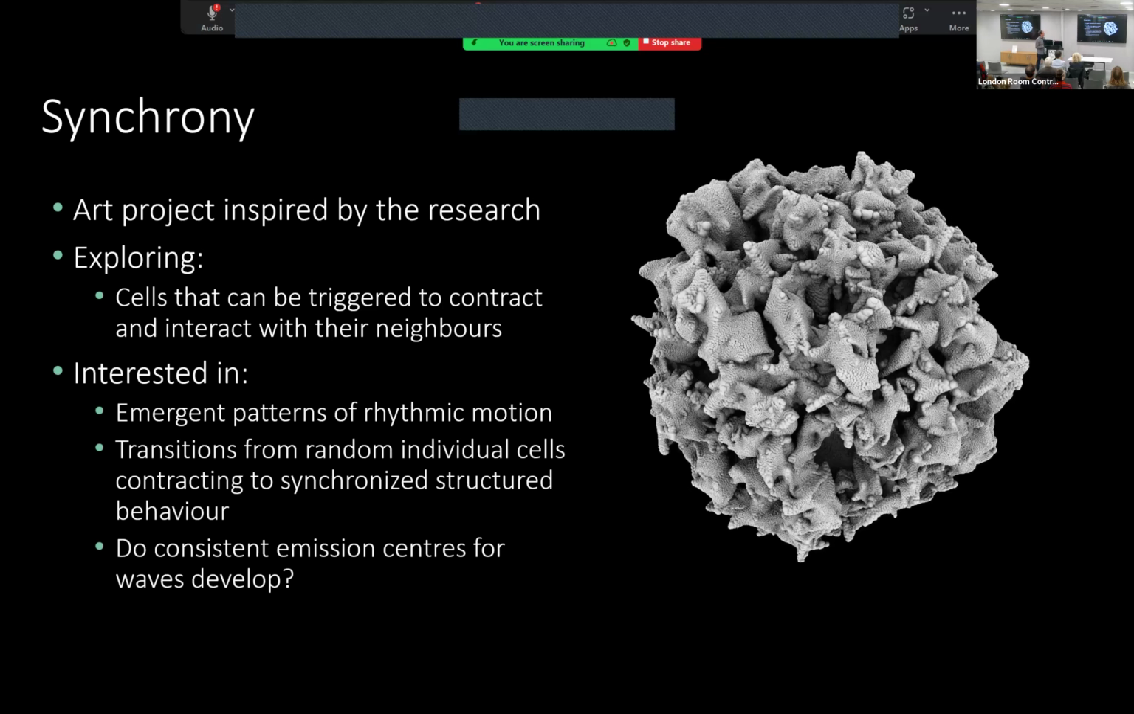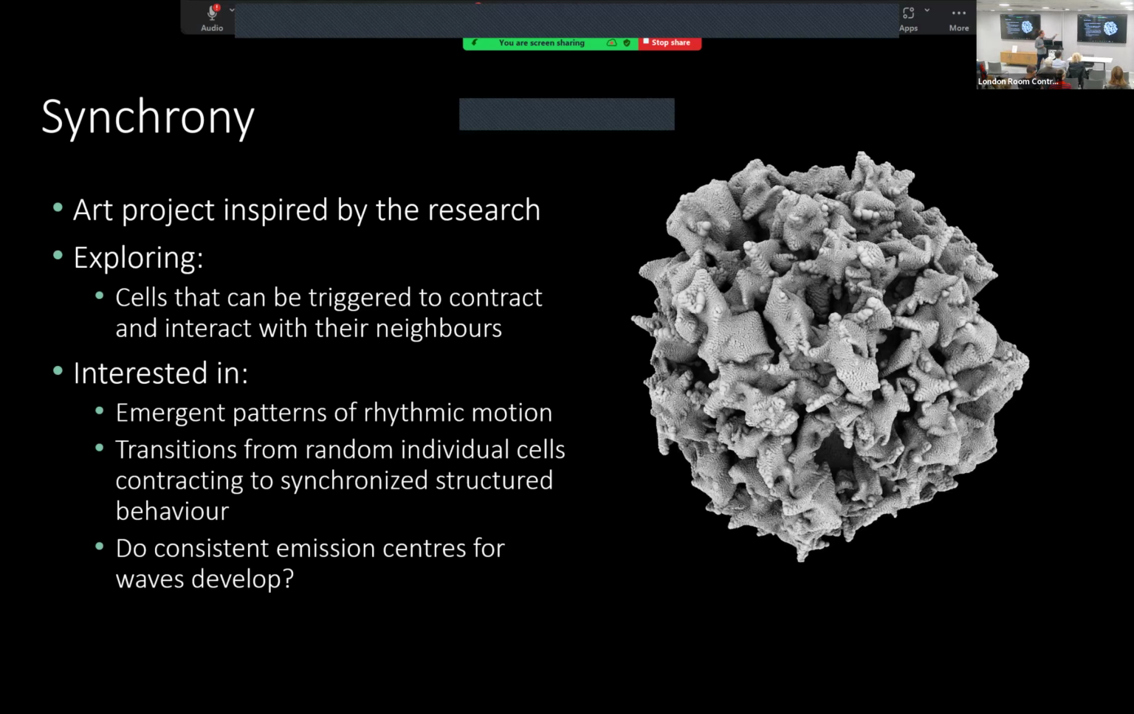Things we're interested in are what sort of patterns of rhythmic motion we get from just this simple system: cells that twitch, cells that can influence their neighbours to twitch. How do transitions happen from individual cells randomly doing things independently to these synchronised, structured patterns? Can we see that happening?